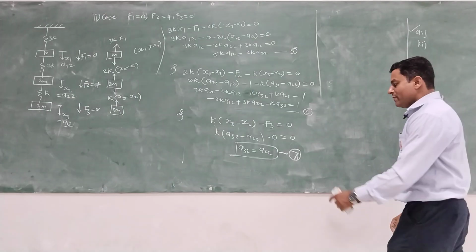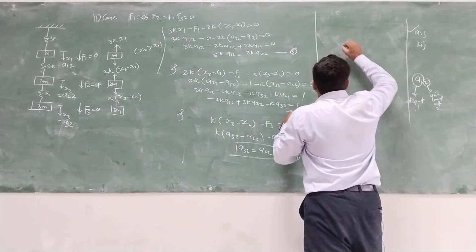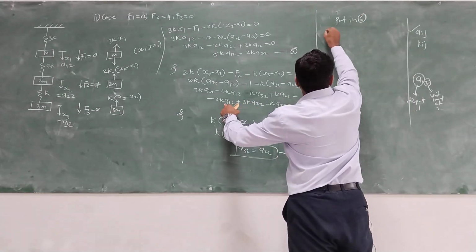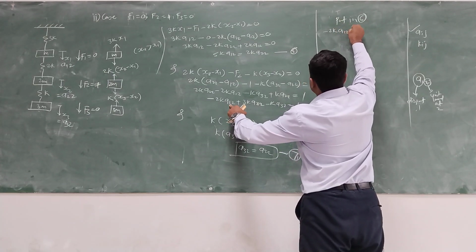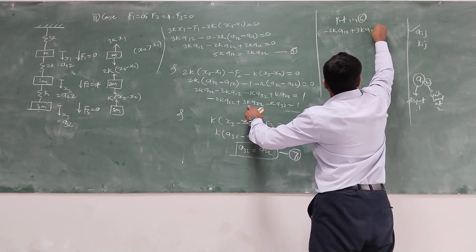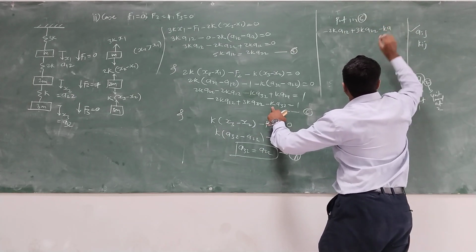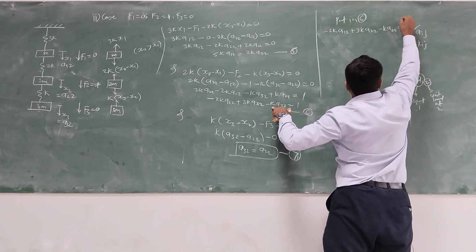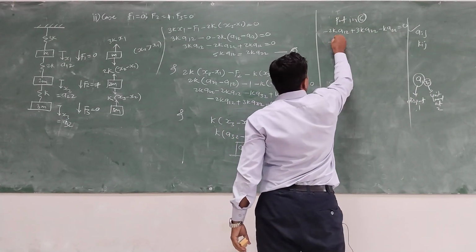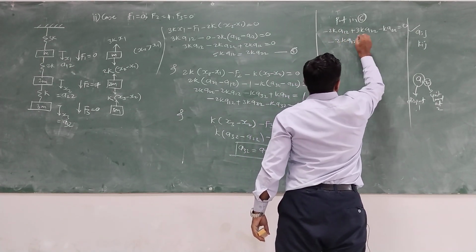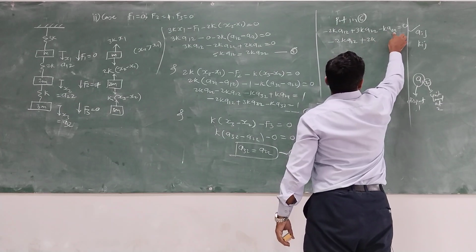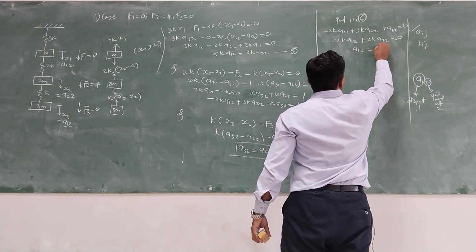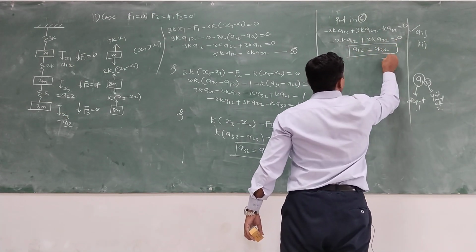Now put the value of 7 in 6. Put in 6. So minus 2k(a)(1)2 plus 3k(a)(2)2 minus k(a)(3)2 is 2,2. So (a)(2)2 is equal to 0. So minus 2k(a)(1)2 plus 2k(a)(2)2 is equal to 0. So (a)(1)2 is equal to (a)(2)2. Equation number 8.